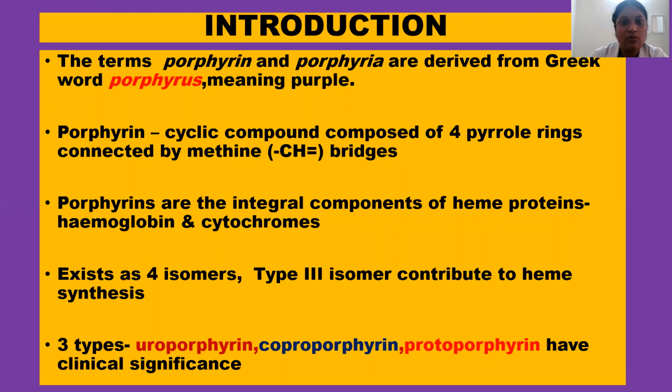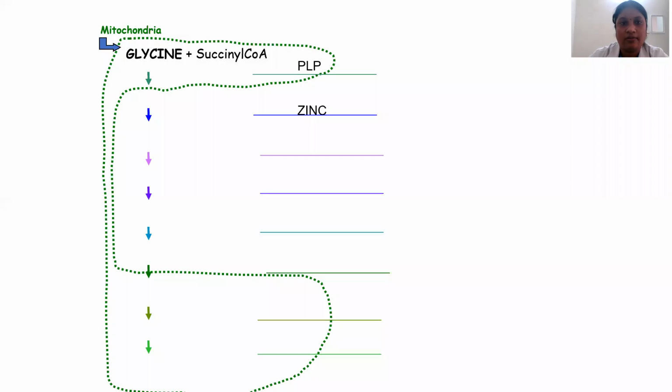So this porphyrin will exist as 4 isomers. Among the 4 isomers, type 3 porphyrin isomer will contribute to heme synthesis. And there are 3 types of porphyrins which are of clinical significance. One is uroporphyrin, second one is coproporphyrin, third one is protoporphyrin.